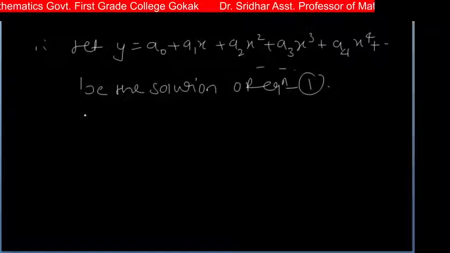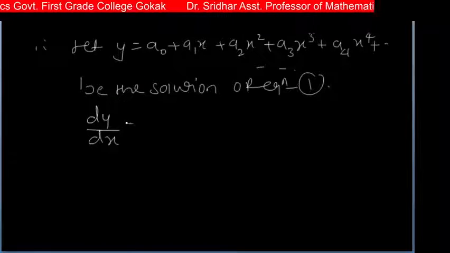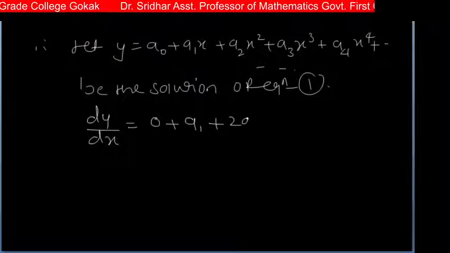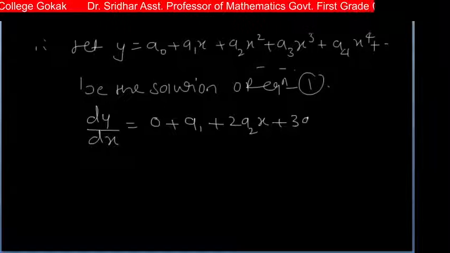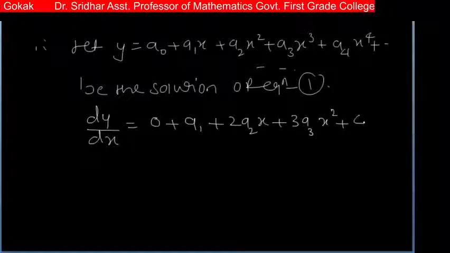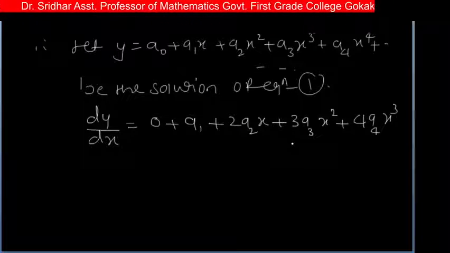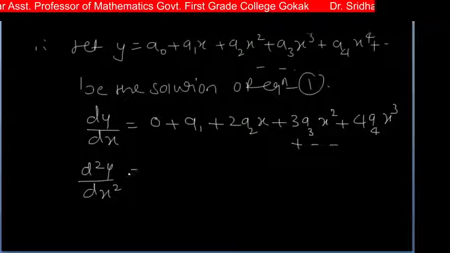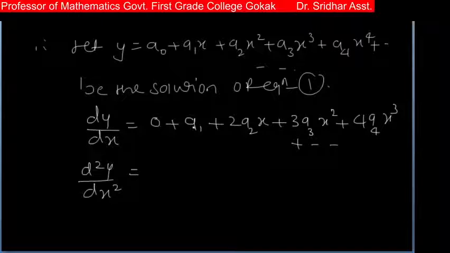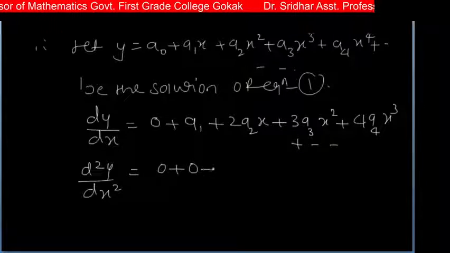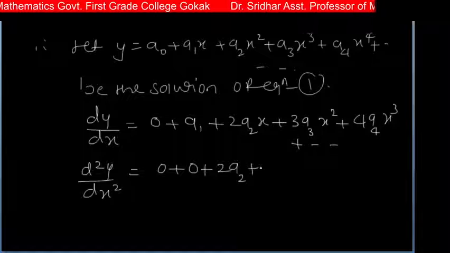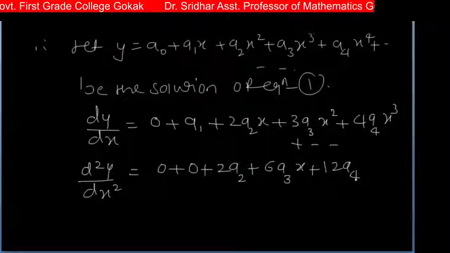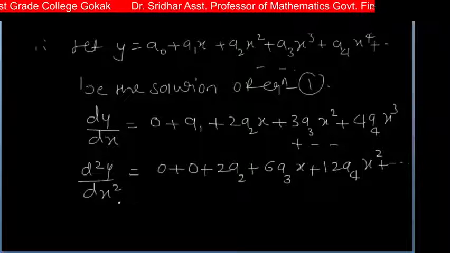So dy by dx is equal to, on differentiating, this is 0, then plus this is a1 plus 2a2x plus 3a3x square plus 4a4x cube and so on. Next, differentiating again, we get d square y by dx square, this is again 0, this is 0, okay, then plus this is 2a2, then this is 6a3x, this is 12a4x square and so on.